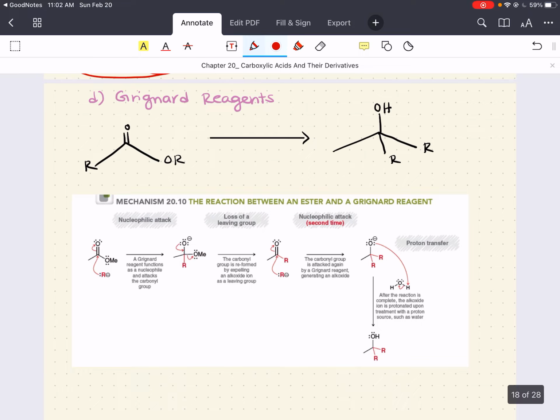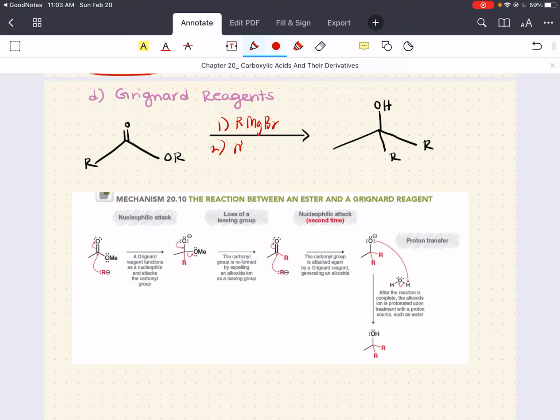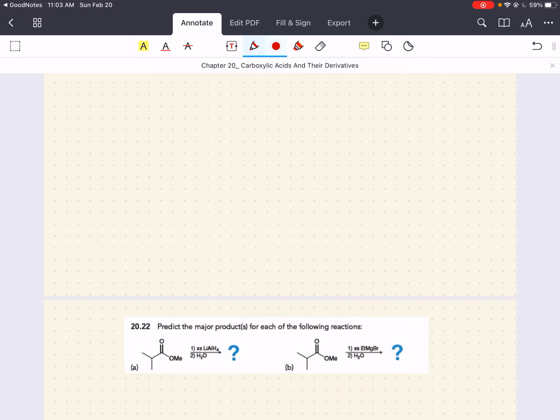Now, to top it all off, you can treat your ester with Grignard reagents. You can treat it with RMgBr and water. What you can do is now this carbonyl gets transformed into an alcohol group at the end, and you get to add your two alkyl groups, whatever they might be. Might be methyls, might be ethyls, might be phenyls, whatever it is.